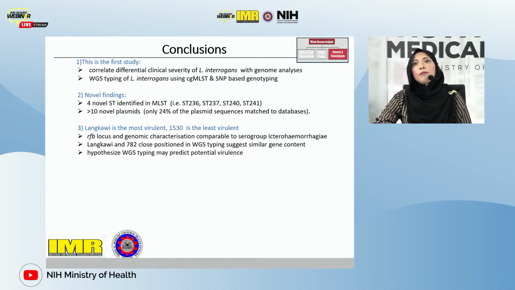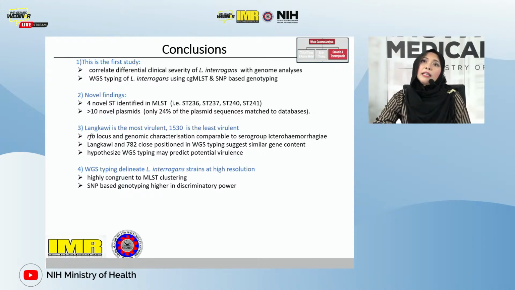Langkawi is the most virulent strain, whereas 1530 is the least virulent. However, the RFB locus and the genomic characterization of these two strains are comparable to other strains in the serogroup Hebdomadis. Langkawi and 782 are closely positioned in WGS typing, which suggests similar gene content, and it is hypothesized that WGS typing may predict potential virulence.